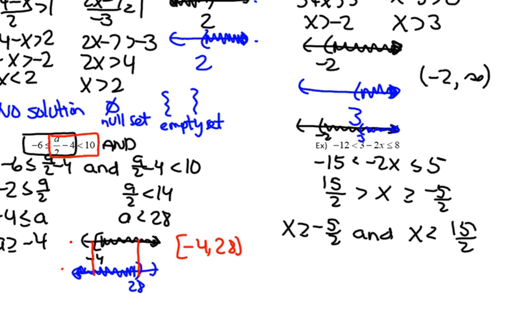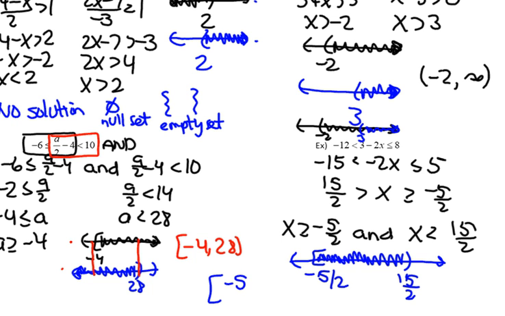So let's make sure that this actually makes sense here. So let's put a number line. I'll do it in a different color. So negative 5 halves, I better be greater, and less than 15 halves. In this case, that makes sense. So then I can rewrite it in interval notation as such.